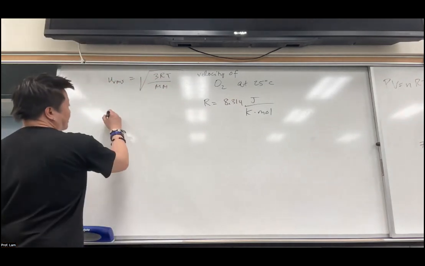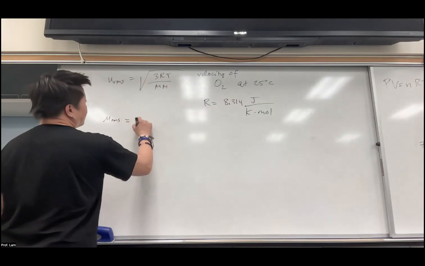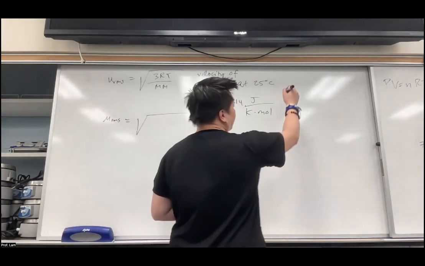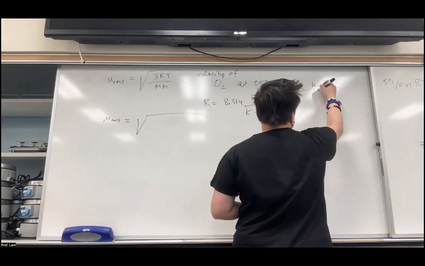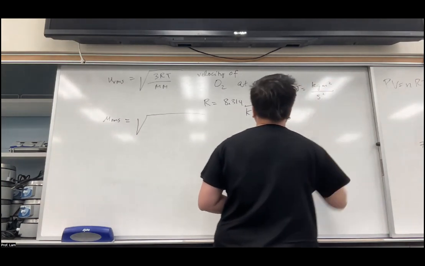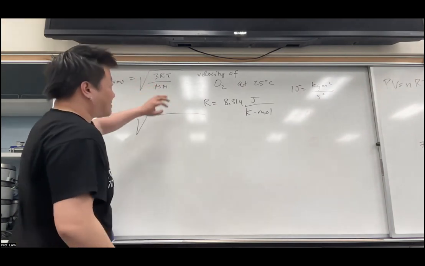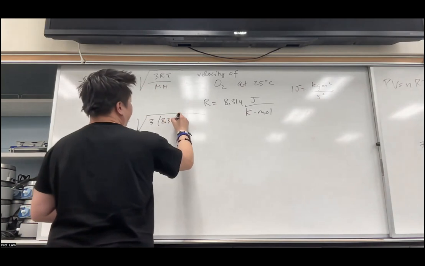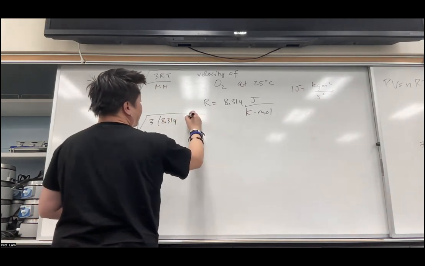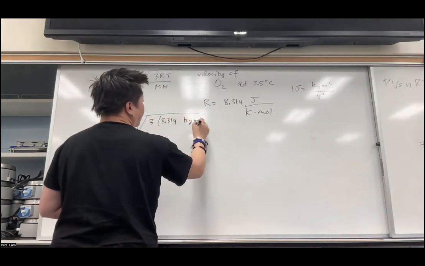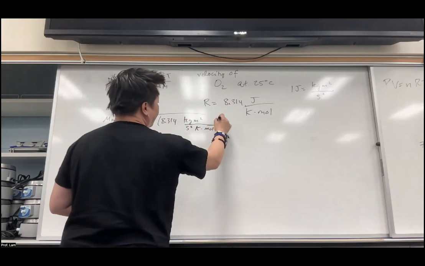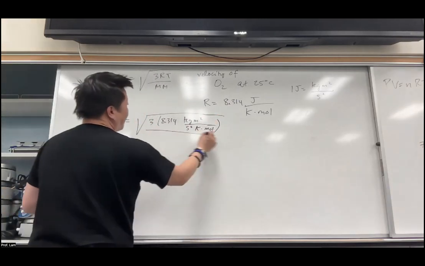So you can just plug it in. U RMS is equal to, and remember earlier what I said joule was? 1 joule was kilogram meter squared per second squared. So you can see how this works out as well. Okay, so 3 times 8.314 joules, let's replace it with kilogram meter squared per second squared, and then per kelvin mole as well, right? So that's the whole thing. Divide by the molar mass.